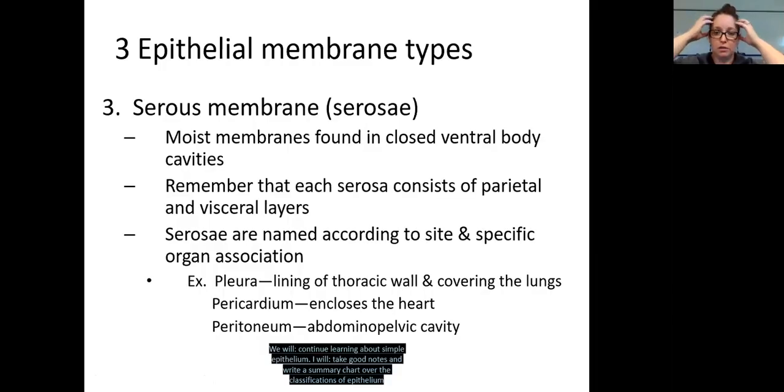But when we talk about the skull, which is our next unit, I think we do skeleton before muscles, we have the temporal down here, and then the parietal walls of the skull. Parietal means wall. Serosa are named according to site and specific organ location. You have your pleura serosa.